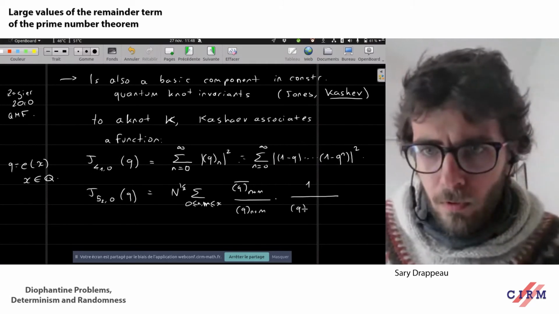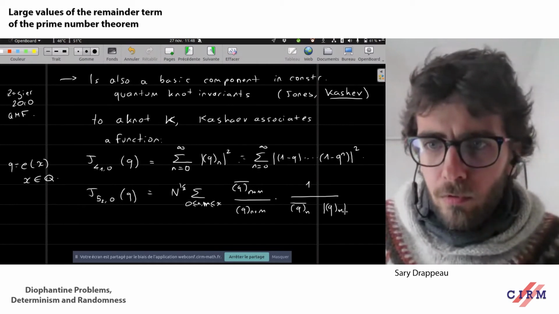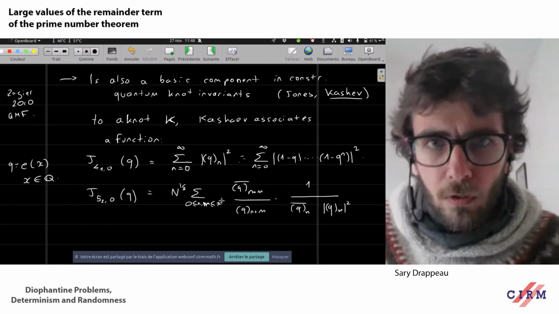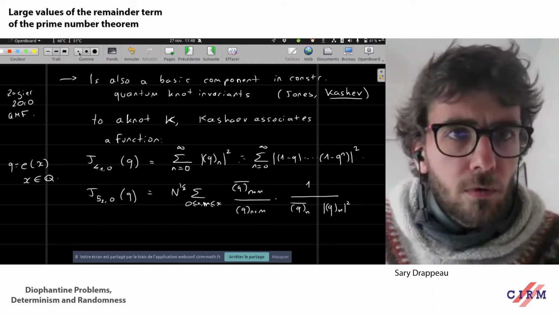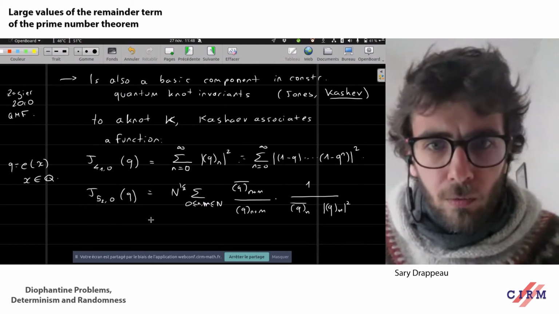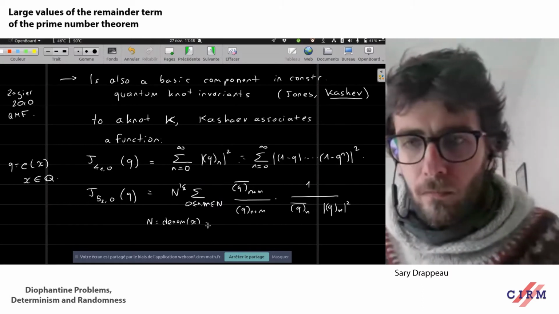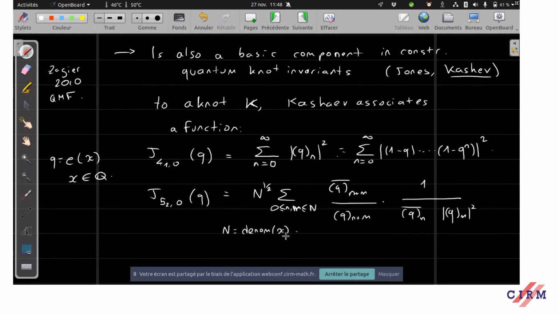Okay, q bar n times modulus qm squared. So now it's a double sum. Sorry, there's no x there, it's capital N. And what is capital N? It's the denominator of x. It's the order of q as a root of unity. Okay, maybe strictly less here, otherwise there is a definition trouble.